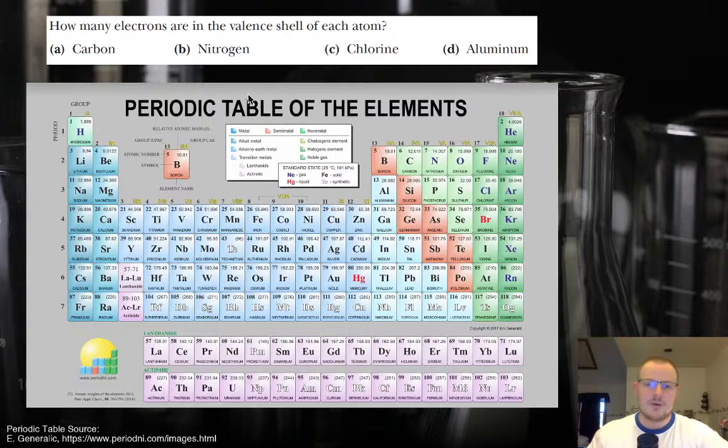Now, our valence shell is the outer shell. So we look at which row carbon is in. It's in the second row of the periodic table. And we count 1, 2, 3, 4. The third, fourth, fifth, and sixth electrons of carbon are in its outer shell. So the answer is quite simply that there are 4 electrons in carbon's outer shell.